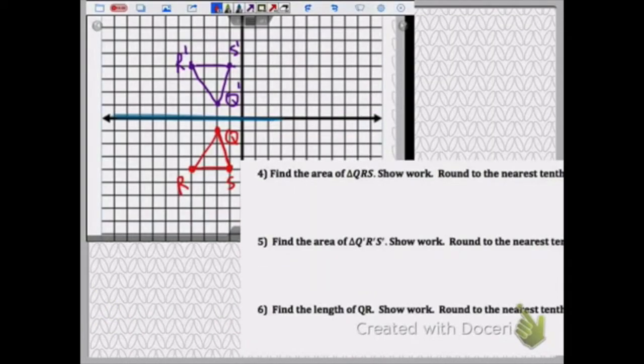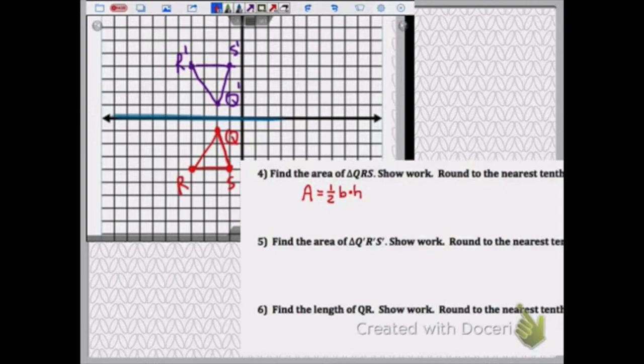Now we're going to take our original and our image and find some information out about it based on what we know about shapes. So we're asked to find the area of triangle QRS. Now I know that's the original because it does not have the apostrophes. So I have to think about how I find the area of a triangle. The area formula for a triangle is area is equal to 1/2 the base times the height.